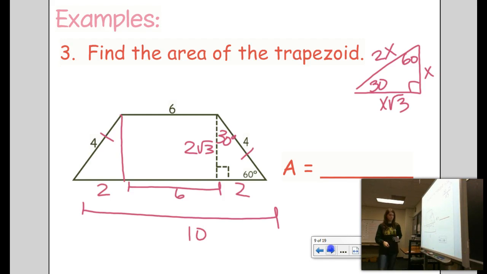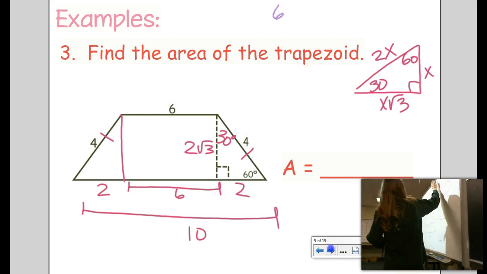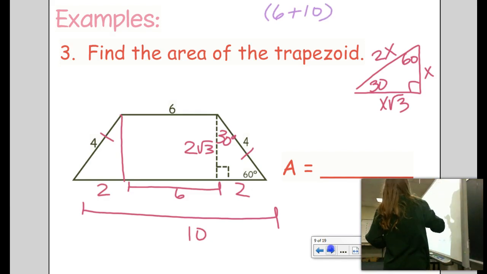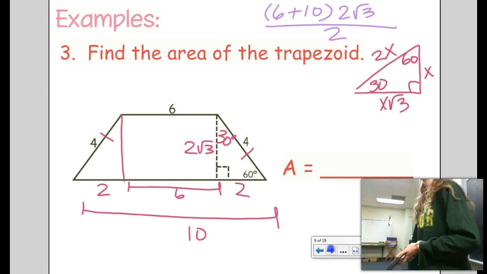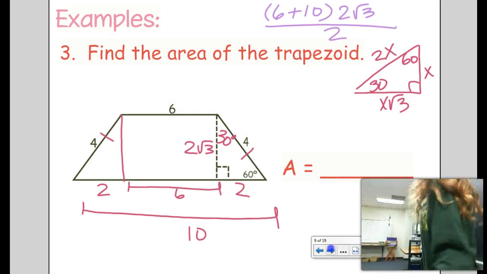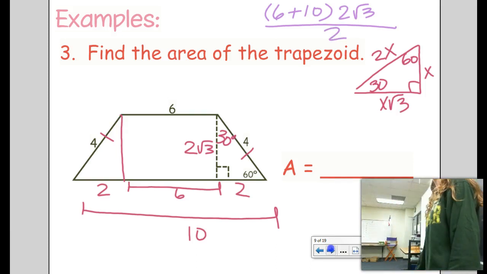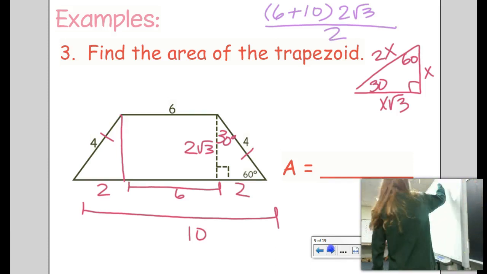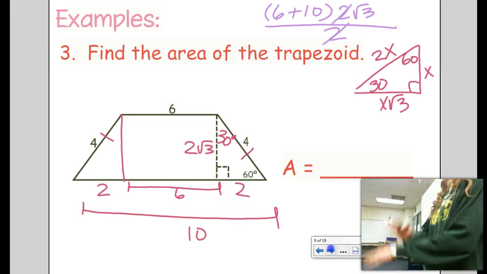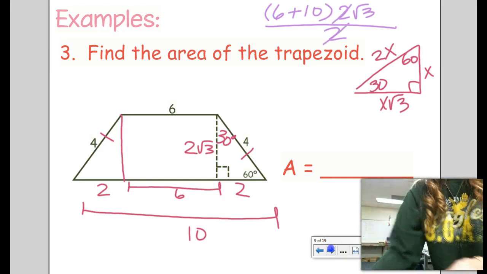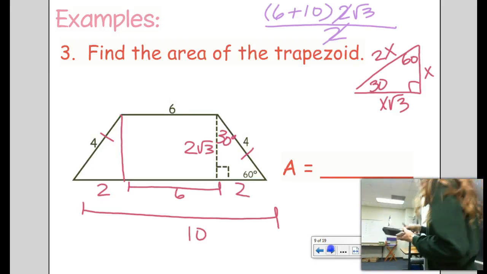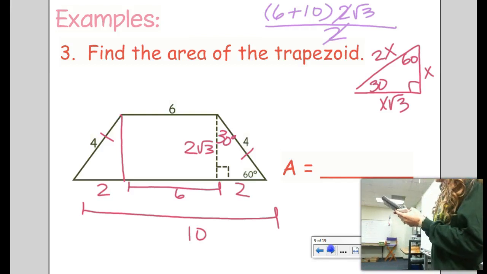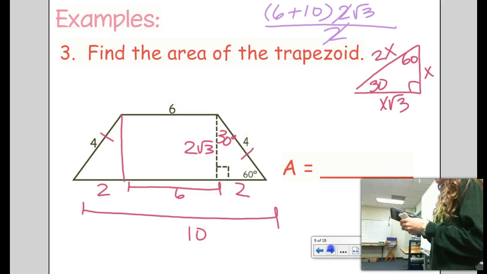We're ready for our formula. Base 1 plus base 2 times the height divided by 2. Do y'all know, from algebra, what happens to those 2s? They totally do cancel. So if you want to get rid of those before you go to your calculator, you can. If you don't feel comfortable with that, that's fine. But really, all you're doing in your calculator is 16 times root 3, right? Sometimes it helps if you simplify some stuff before you go to your calculator. That way you don't make a mistake in your calculator.